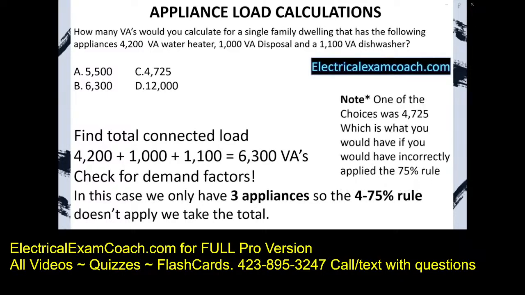I do want to note that one of the 4 choices was as if you had incorrectly applied the 75% rule. In this case, because we only have 3, we don't apply any demand factor at all, and we take the total connected load at 6,300. Great job.